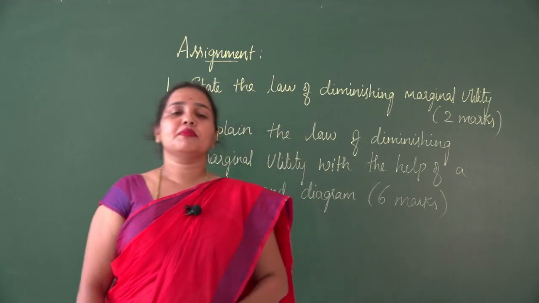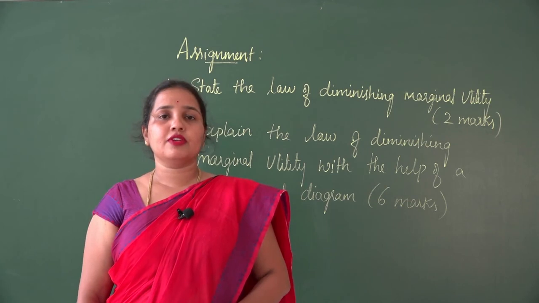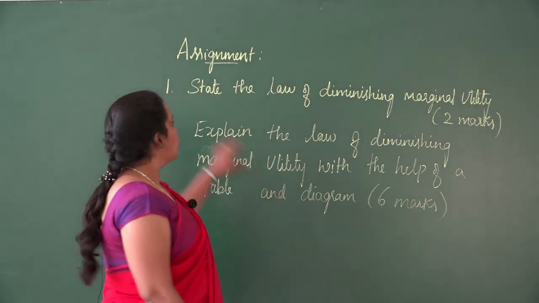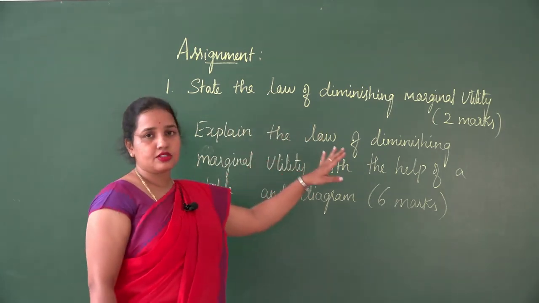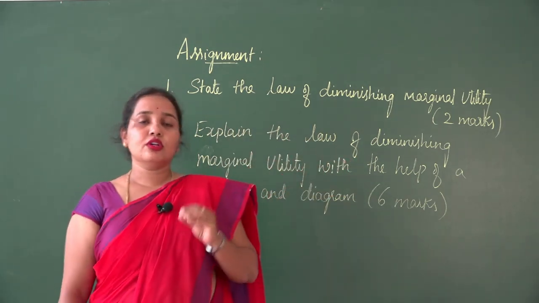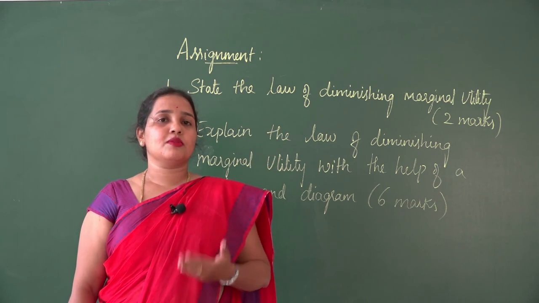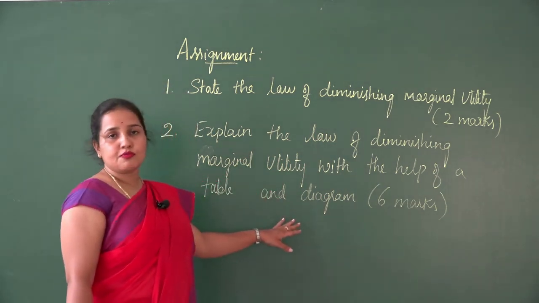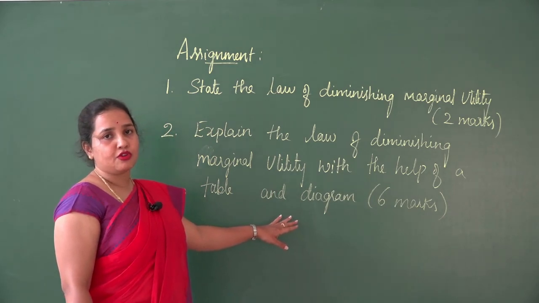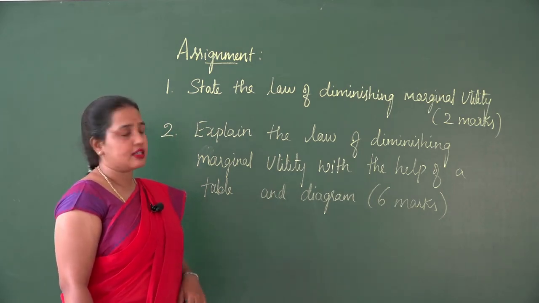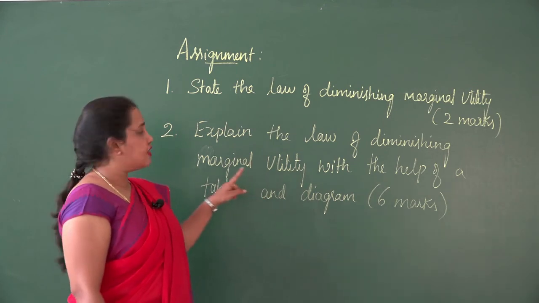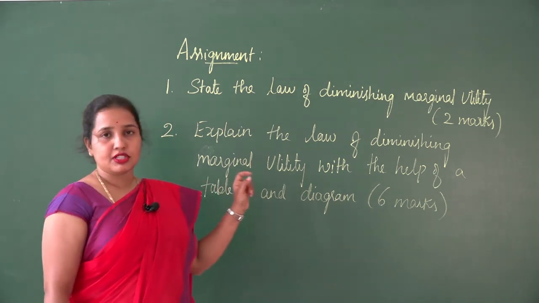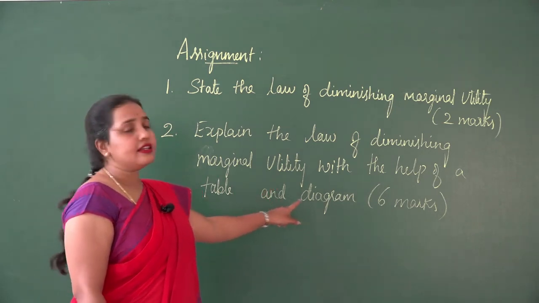Students, take up the assignment questions from the topic that we have dealt with today. The first assignment question is: state the law of diminishing marginal utility, which you have to write in 4 sentences, and which will be asked as a 2 marks question. Another question, which is the most important question from your examination point of view, and which will be asked for 6 marks, is: explain the law of diminishing marginal utility with the help of a table, that is, the schedule we have understood, and a diagram.